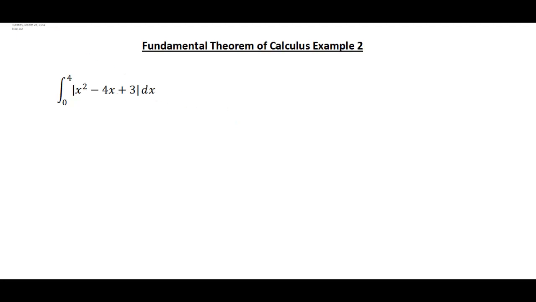This video is going to look at another example using the fundamental theorem, and this example is going to look at a function including the absolute value, and we're trying to calculate the area underneath this particular curve. We are going to be looking from the interval from 0 to 4. So first we need to graph this function to see what it looks like with the absolute value.